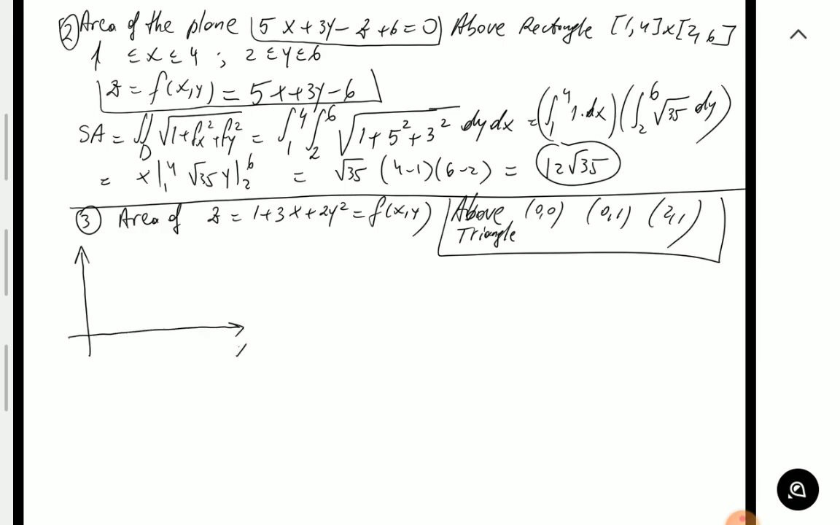Okay, let's see the points that define the triangle, right? So (0, 0) is the origin. (0, 1) is over here. So let's say this point is 1 on the y-axis. And (2, 1), which is over here. Okay, so this is the domain in question.